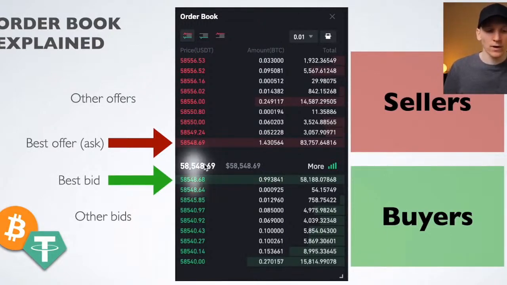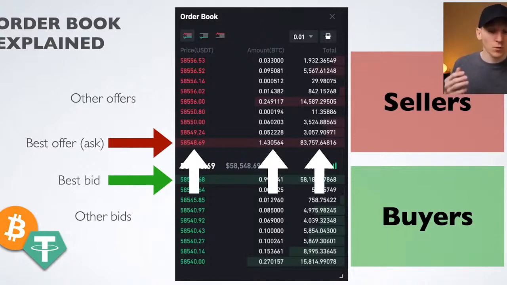If you want to know what these are, we've got the price of Bitcoin valued in US dollar Tether right here. You can see price USDT. This is the amount of Bitcoin. So what this is saying on this order book at this price at 48.69, I've got sellers of 1.43 Bitcoin. So 1.43 Bitcoin is on offer, is on sale at 48.69. And you can see the total value in US dollar Tether, $83,757. So that's it. That is all that information is. It's prices and levels of buyers and sellers.